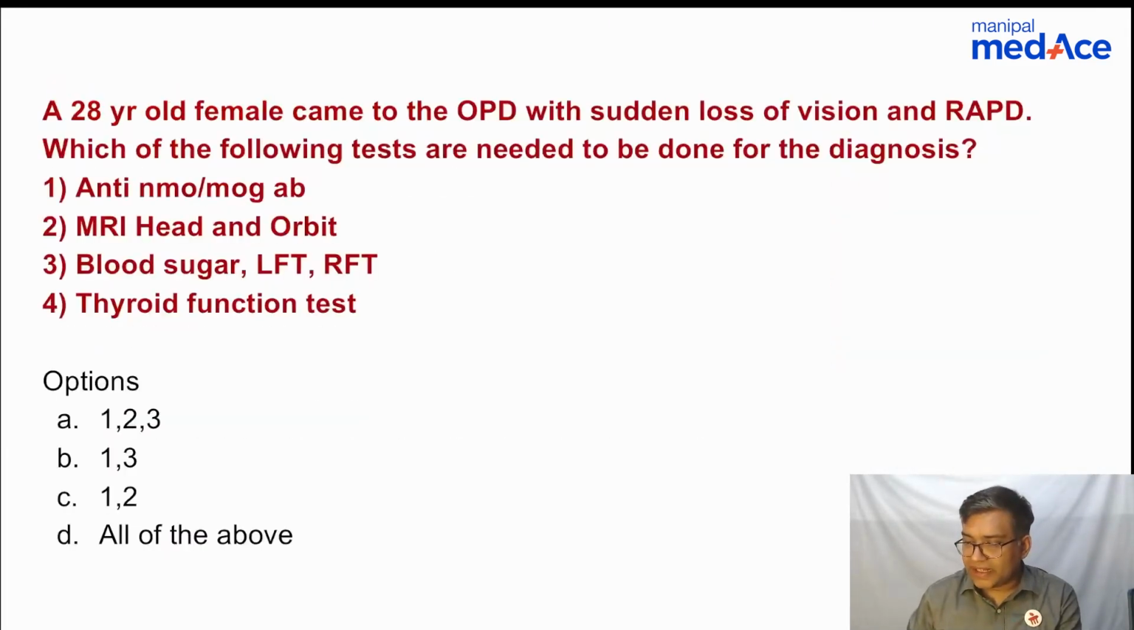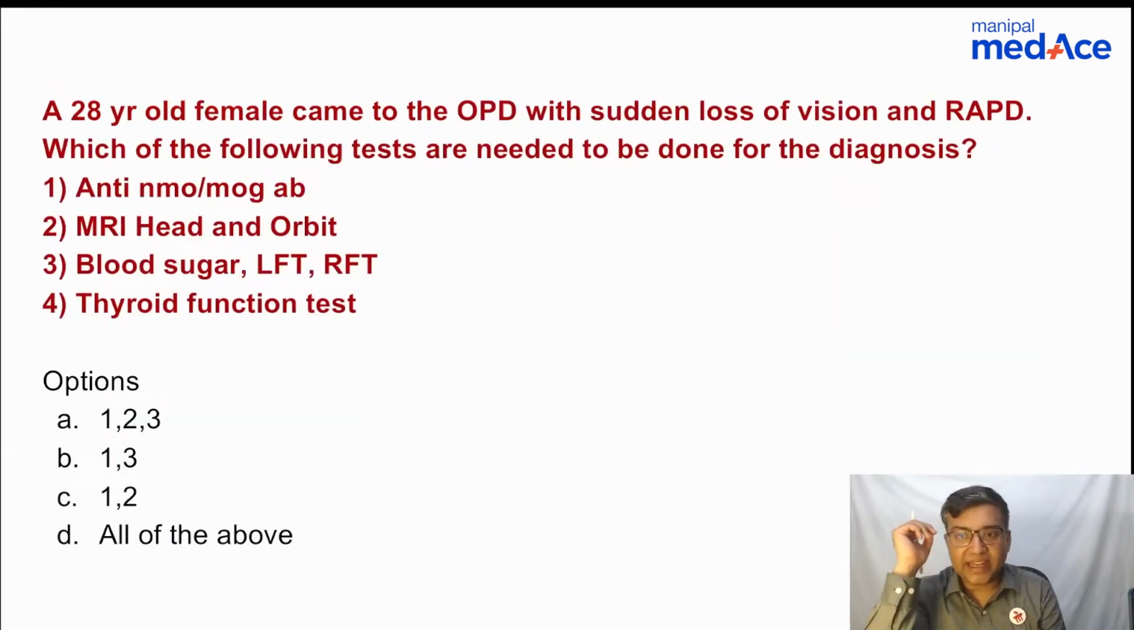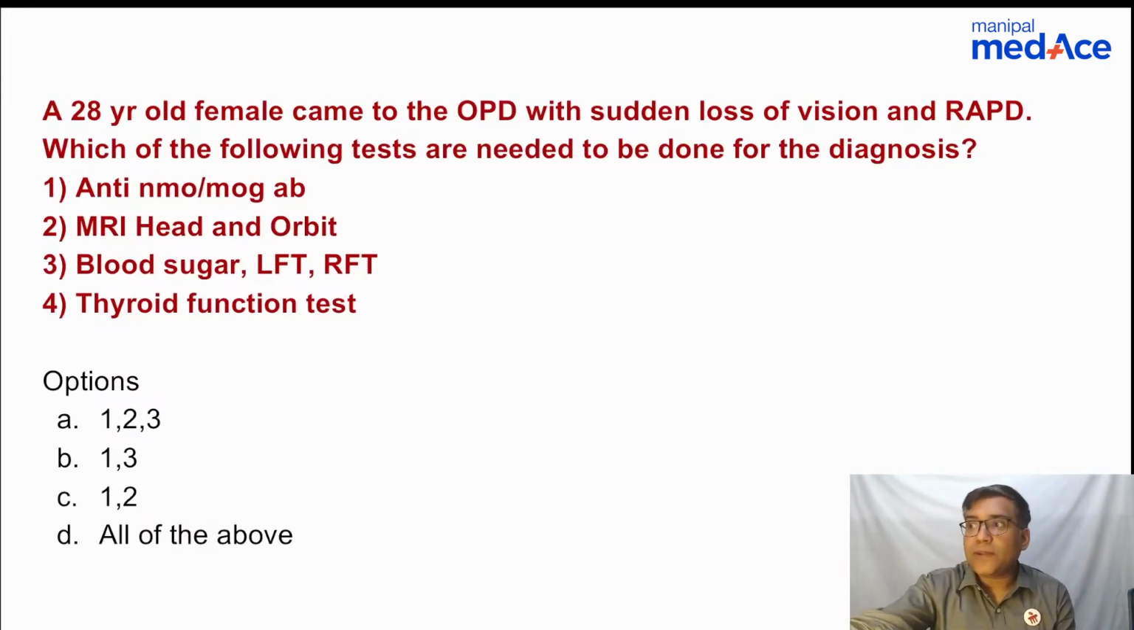Okay, so the next question is, a 28-year-old female came to the OPD with sudden loss of vision and RAPD. Which of the following tests are needed to be done for the diagnosis? Your options are anti-NMO and MOG antibody, MRI head and orbit, blood sugar, LFT, RFT, and thyroid function test. So, what are the important things that you would do basically in this patient?